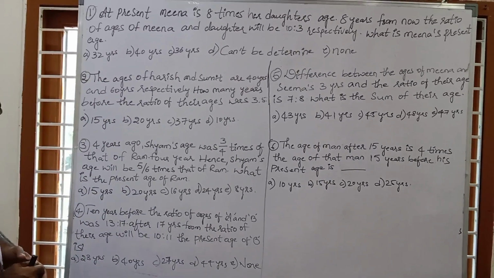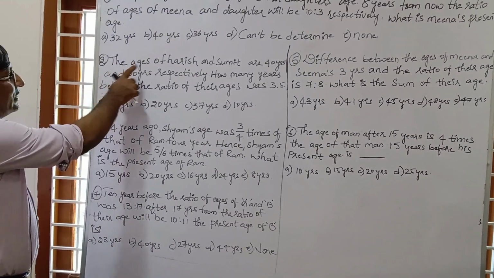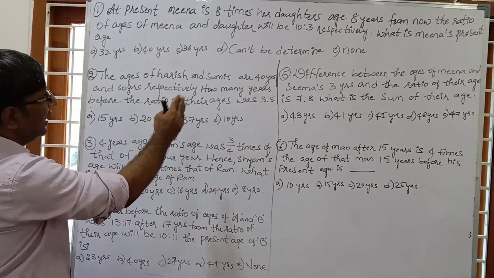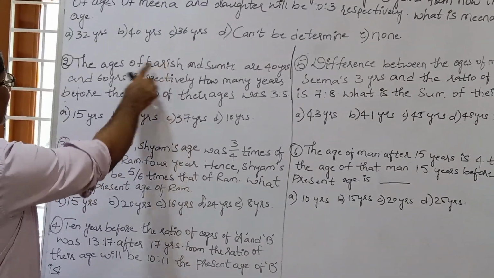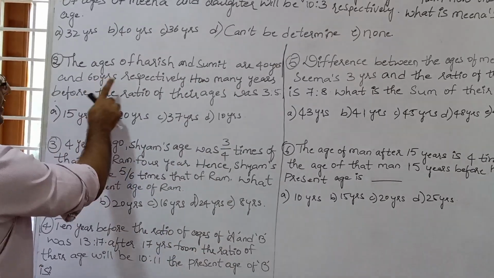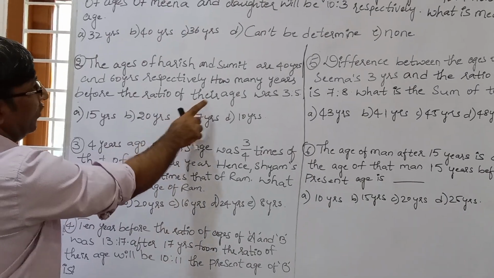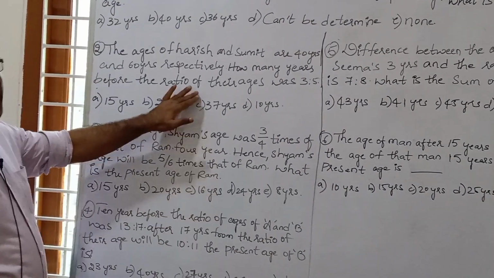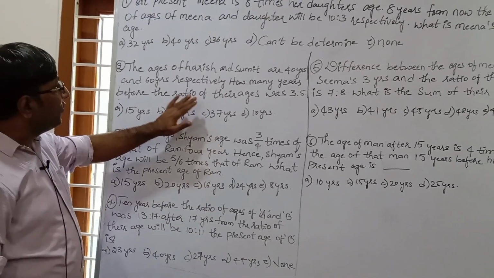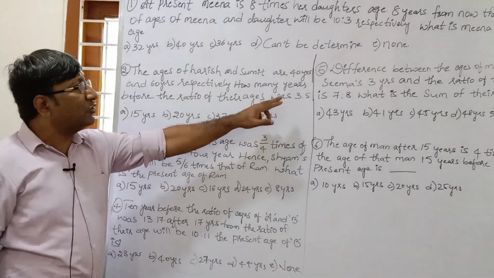In the same way, there is a second question. The second question is, the ages of Harish and Sumit are 40 years and 60 years respectively. That means Harish's age is 40 years and Sumit's age is 60. Now how many years before was the ratio of their ages 3:5? We have to find how many years ago the ratio of their ages was 3:5.